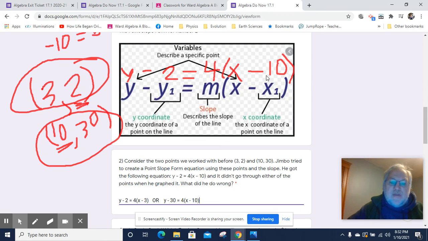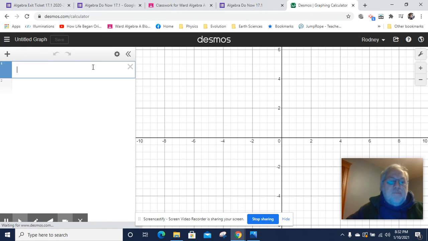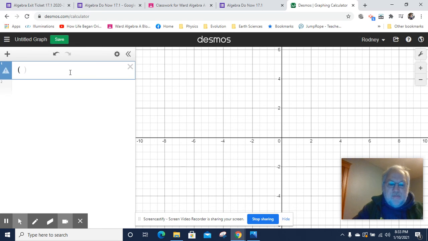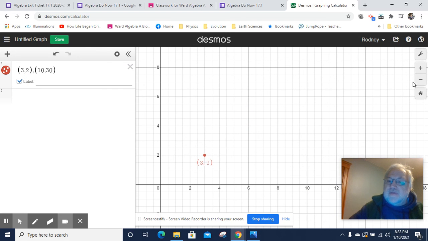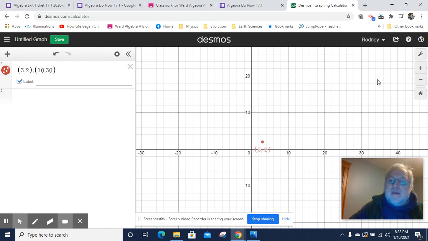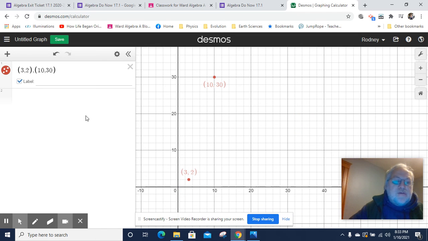In fact, I'll show you that they both work on Desmos. So here we go, desmos.com/calculator. Okay, and if you are kind of doubting this, we've got, of course, our points 3, 2 and 10, 30. And 10, 30 is off the screen, but I can get it on the screen here. We'll zoom out a little bit. And there it is. And the line going through there is going to be pretty steep.